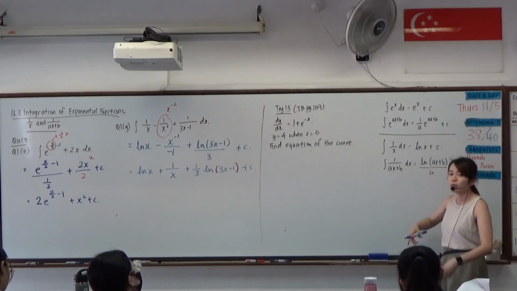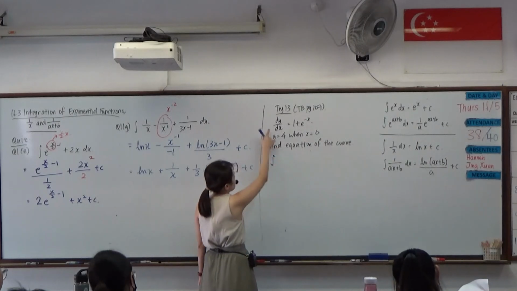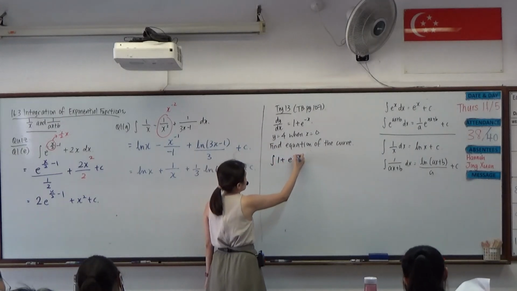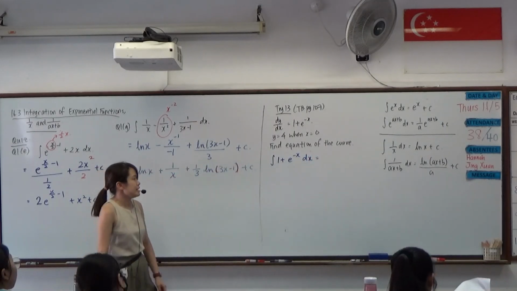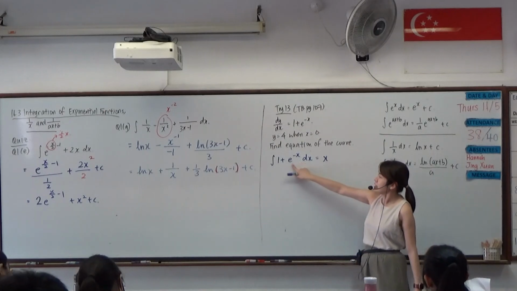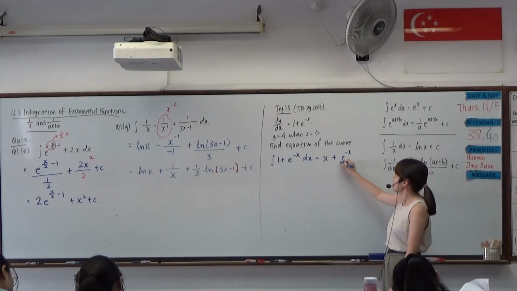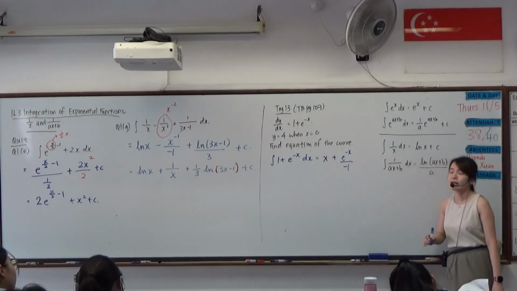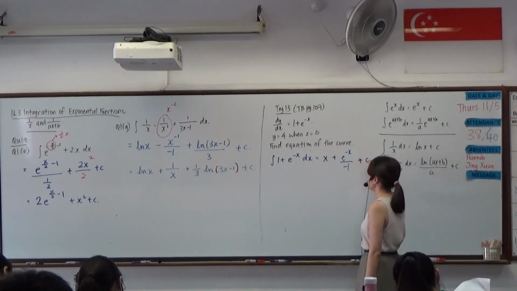So in order to do that, we need y equals to something, and that is done by integrating dy over dx. Integrating 1 will give us x. Integrating e to the power negative x will give us the same thing back, but not forgetting to divide by negative 1, which is the coefficient of x, followed by a plus c.